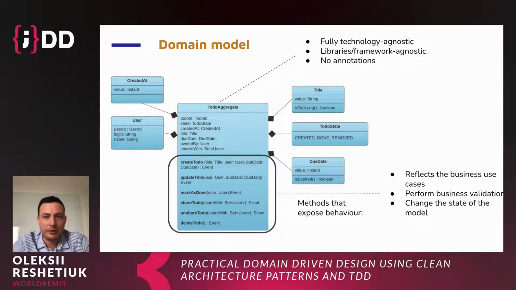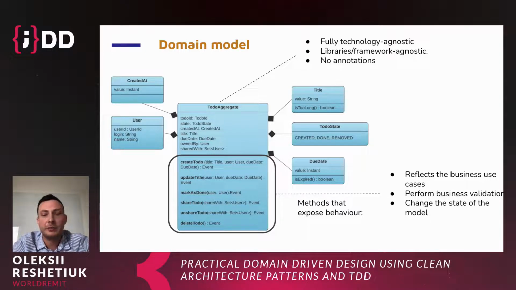For example, in our case, we have create to-do, we have update to-do methods, we have share, etc. Those are all methods that expose behavior. We will consider them in more detail when we implement them, but basically they expose the behavior. So our to-do aggregate here is actually a good example of a rich model. Also, the domain model is very important. The domain model should be fully technology agnostic and purely concentrated on the business rules.